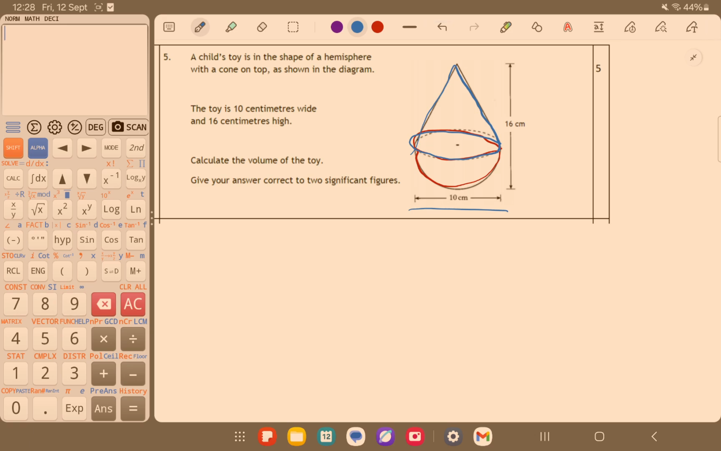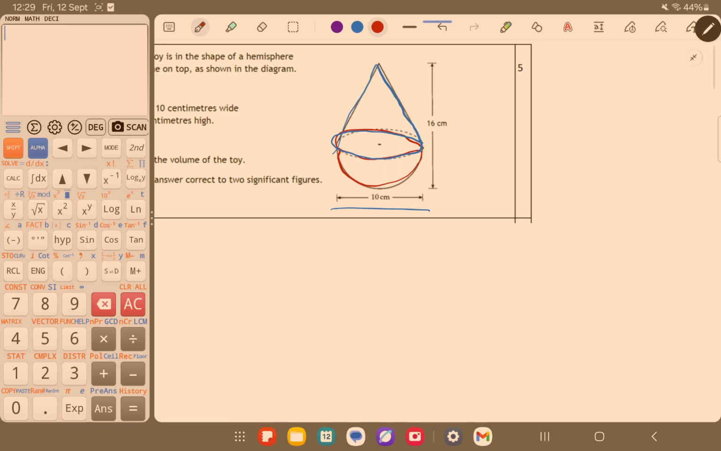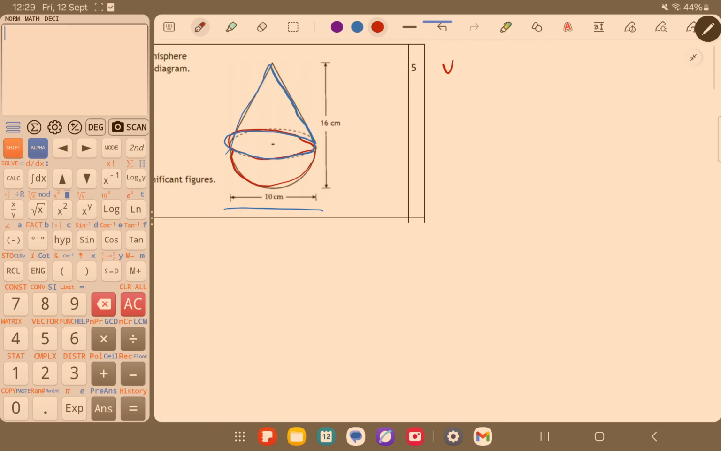So we need to calculate the volume of the sphere and the volume of the cone separately, then add them together. Let's remind ourselves of the volume of the sphere. Let's do the sphere first. I'll do it to the side. The volume of a sphere is equal to 4/3 pi r cubed, but it's actually a hemisphere that we're doing, so we're going to divide our final answer by 2.